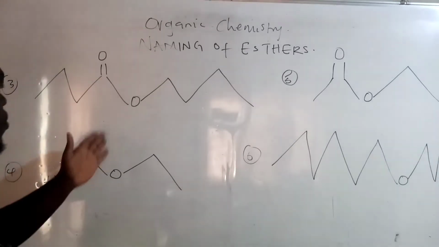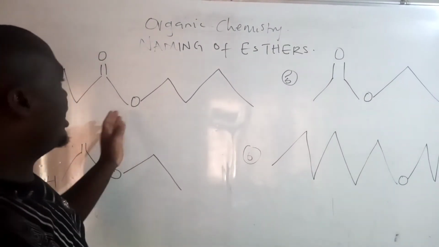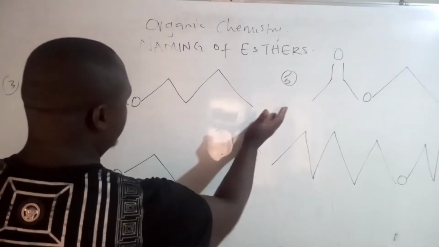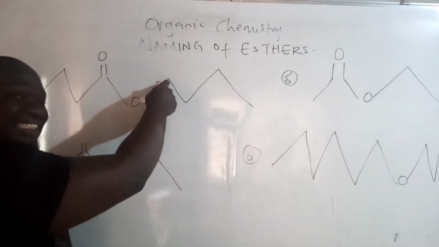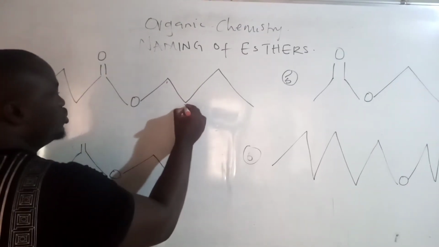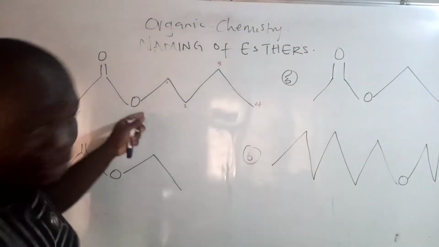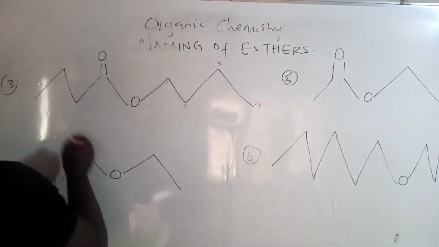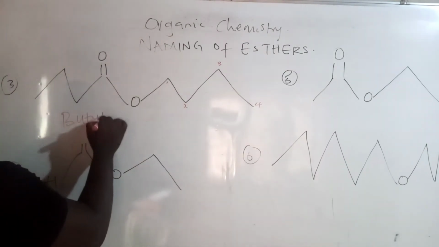So remember, we'll start naming the part that does not contain the oxygen. And the part is this part, right? Remember, we're not going to start naming from here. We'll start naming from this side. So this will give you 1, 2, 3, and 4, right? So this is butyl. So you write it. This is so easy. Butyl.